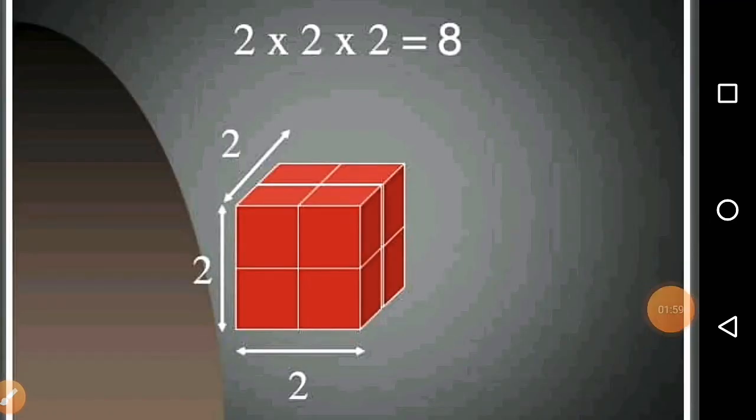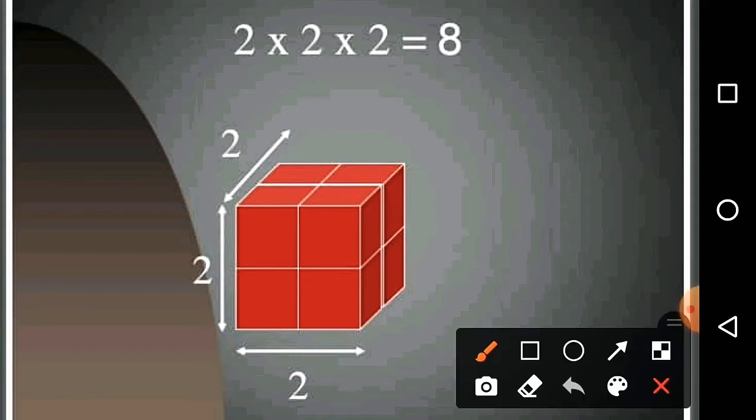In a cube, all the six faces are equal, so if we see the length, breadth and height of this cube, all three are equal. So if the length is 2 centimeter, the breadth is also 2 centimeter and the height is also 2 centimeter. So the same number we multiply three times: length into breadth into height. Here again we are multiplying the same number three times.